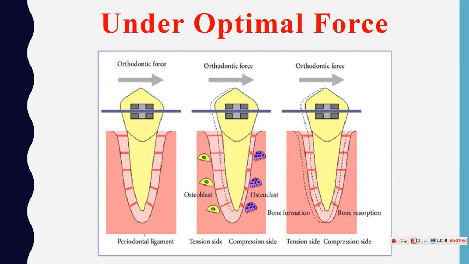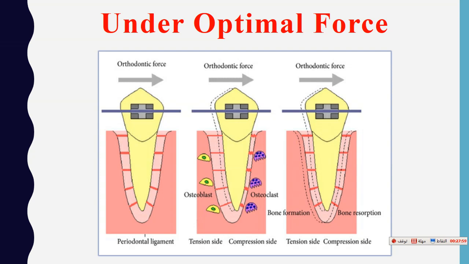We have two types of forces in orthodontic treatment: optimal force and heavy force. The aim of orthodontic treatment is painless movement of the tooth under optimal force, meaning a force that approximates but does not exceed the capillary pressure of the blood vessel, which equals 20 to 26 grams per square centimeter. This is the optimal force that approximates the capillary blood pressure in the root surface area.